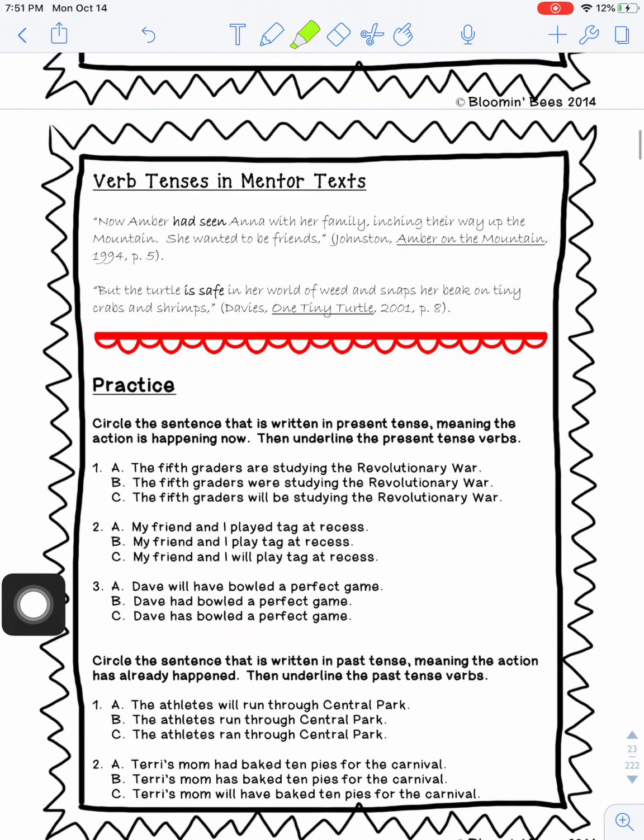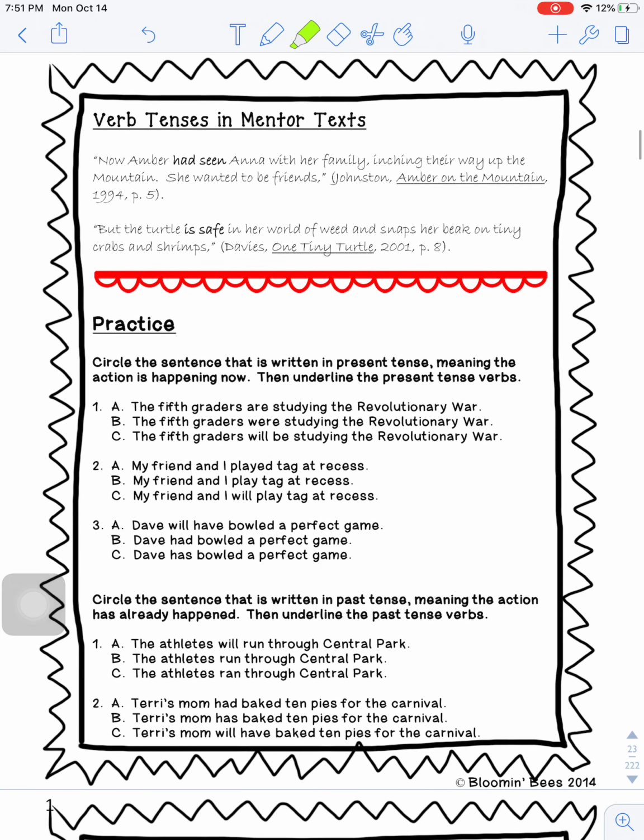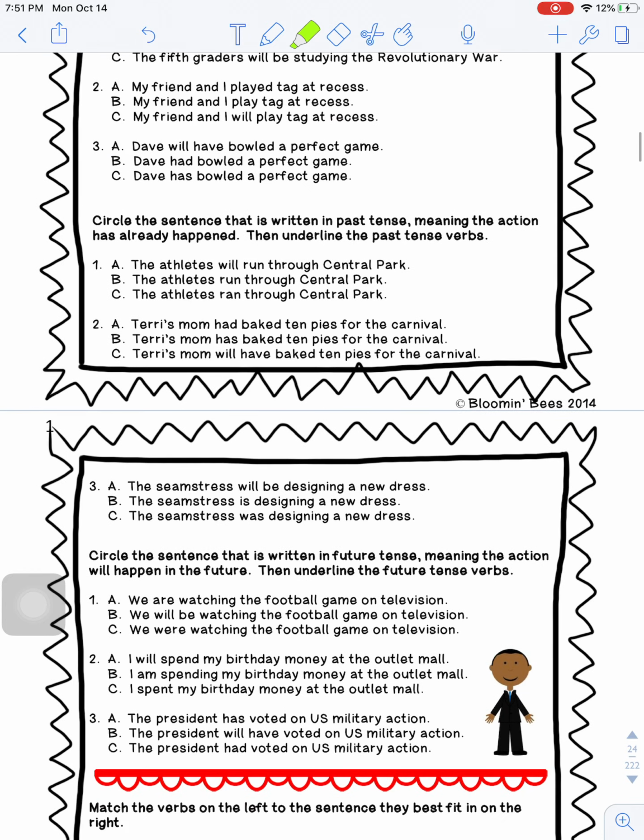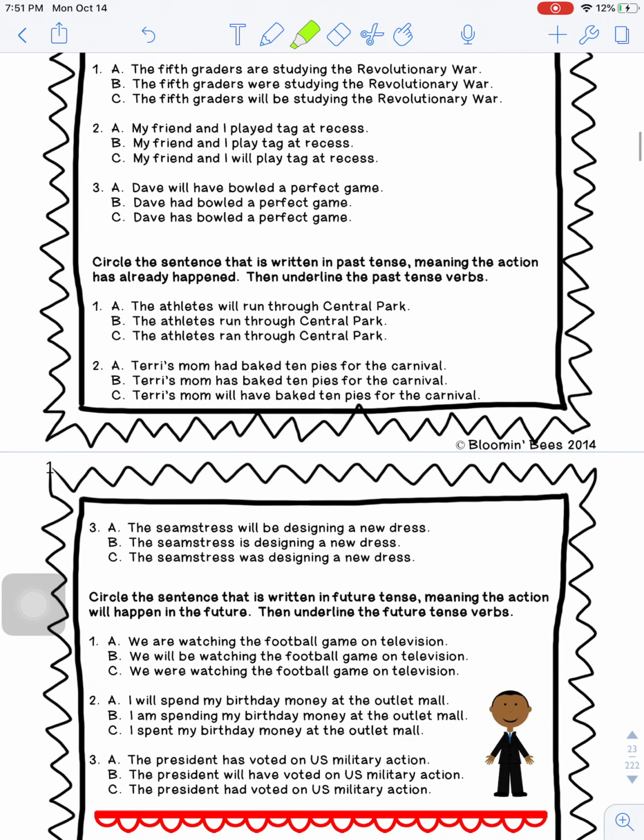So let's look down below, or flip your page over, and there are some examples here. Now on your independent practice sheet, what you're going to notice is it's going to be this sheet. There's going to be one that says number 3. Just keep in mind you'll be following these instructions to be circling the sentence that's written in past tense, meaning the action that's already happened, then underline the past tense verbs. Just make sure that you understand that this number 3 actually goes with these instructions, okay?